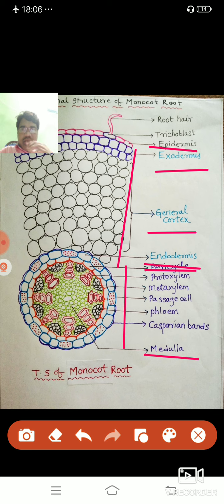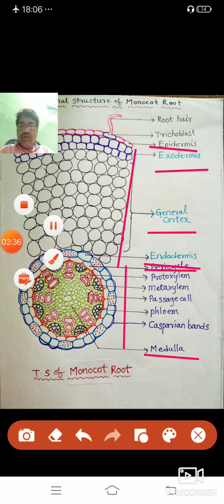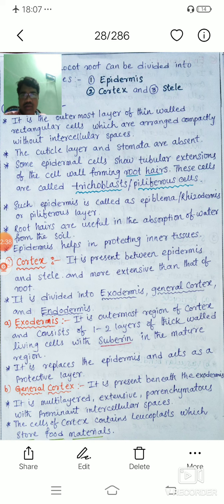So in a monocot root, it is differentiated into three regions: epidermis, cortex and stele. So this is the internal structure of the monocot root.